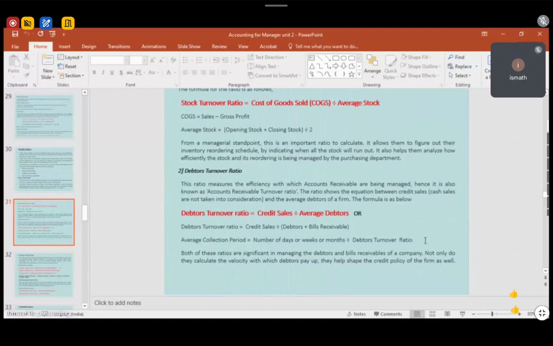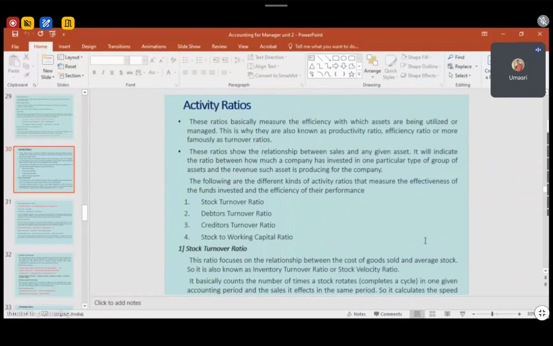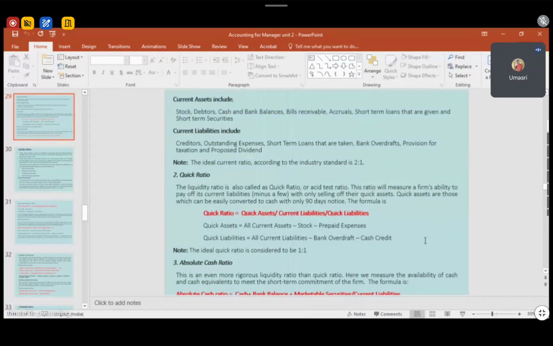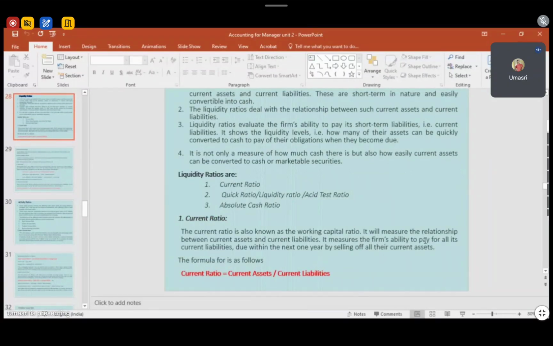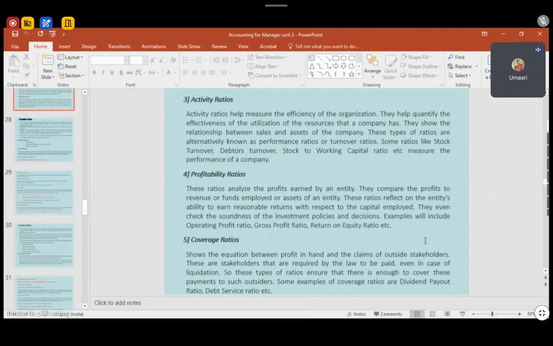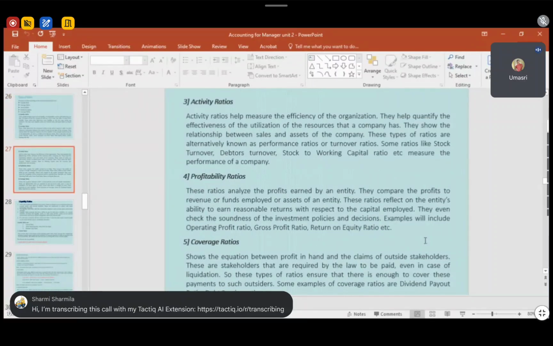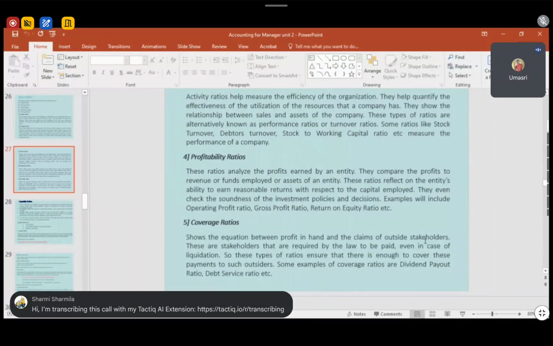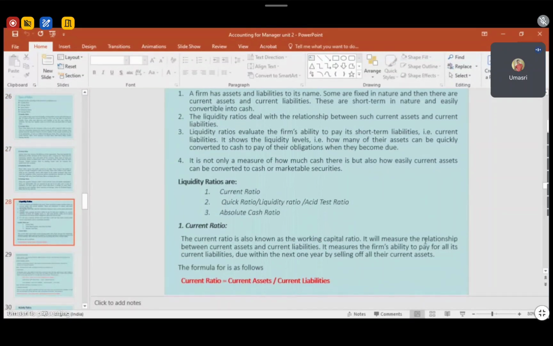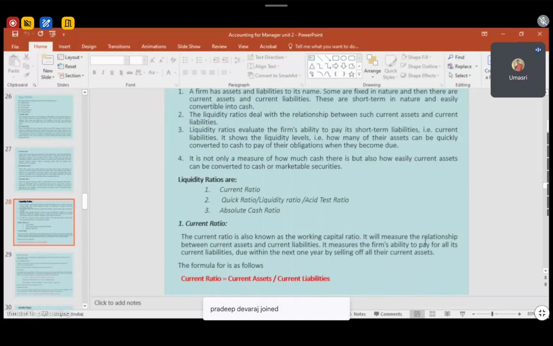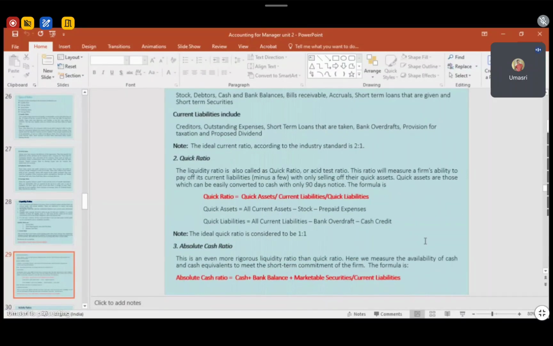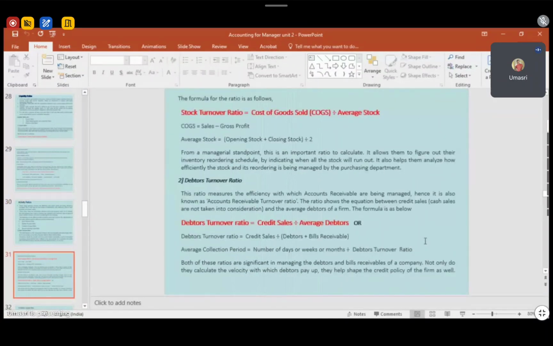Yes, ma'am. Ratios can be classified into categories: liquidity ratio, leverage ratio, activity ratio, profitability ratio, coverage ratio. These are all classifications, right? Under liquidity ratio, there is current ratio, liquid ratio, and absolute liquid ratio, and small problems we have done, I think so.